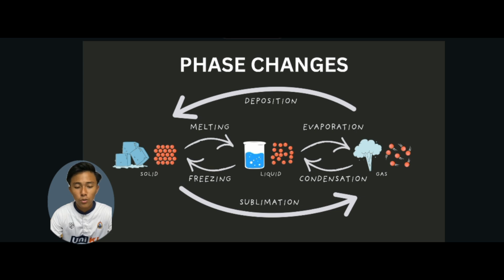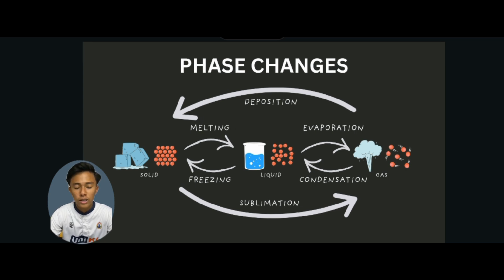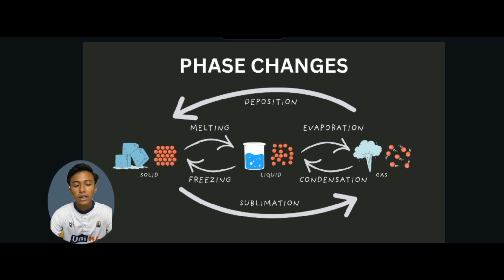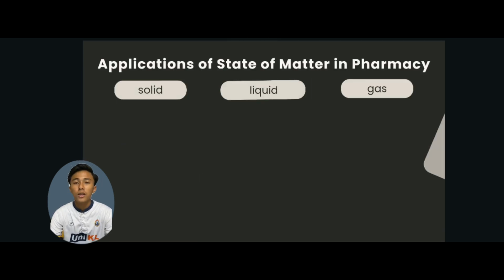Okay, next we move to the phase change. There's a lot of change in the process. The first one is solid to liquid, called melting, and liquid to gas, called evaporation, and solid straight to gas, called sublimation. And then reverse it: gas to liquid is called condensation, liquid to solid is called freezing, and gas to solid is called deposition.